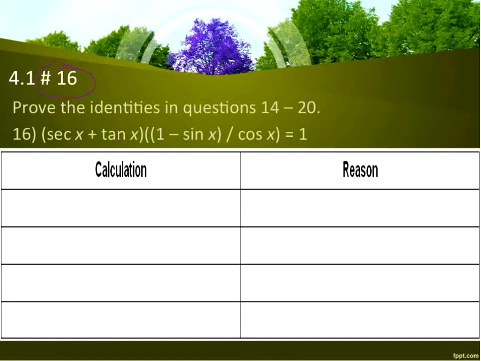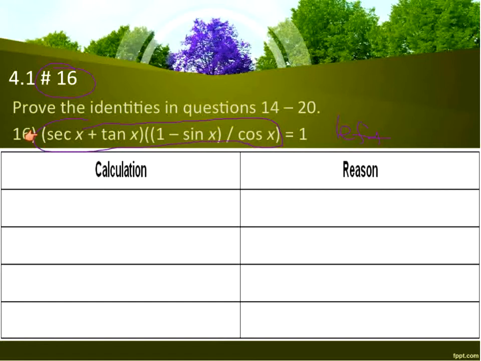Okay, so this was number 16 on 4.1. And our question said: secant x plus tangent x, times 1 minus sine x, divided by cosine x, equals 1. Well, in this case, I definitely have a more complicated side than the other side. My left-hand side certainly looks way more daunting than my right side. So I'm going to choose the left side to start with. Plus, how are you going to prove that 1 equals all of that? How would you start with the right? You can't. You can't start with the simpler side. You've got to start with the more complex side.